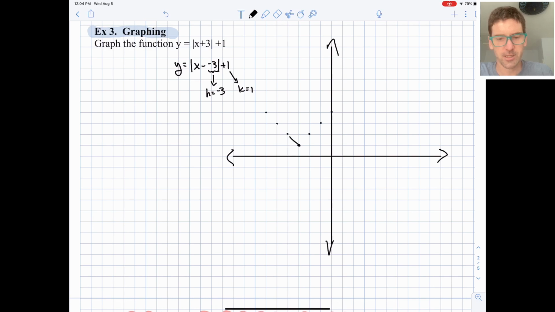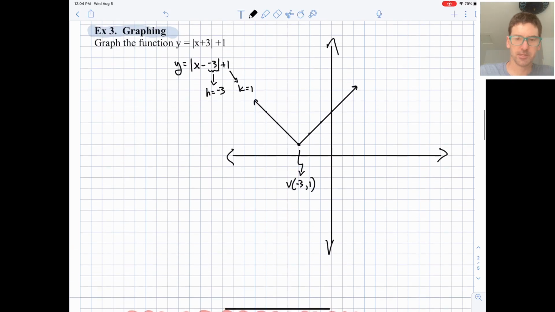Let's create our v. And looks like we got it right there. So this is our vertex. Our vertex is negative 3, comma 1. All right, and that's a good place to stop right there.